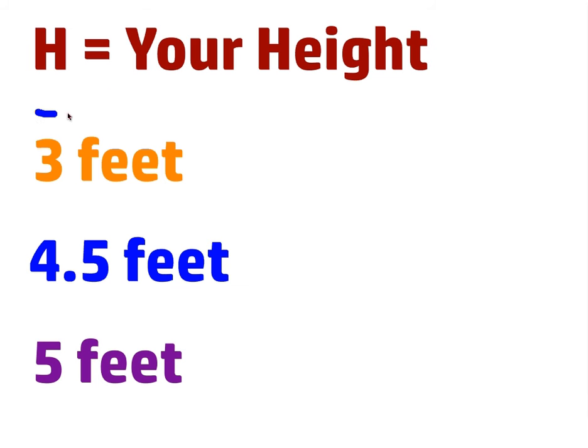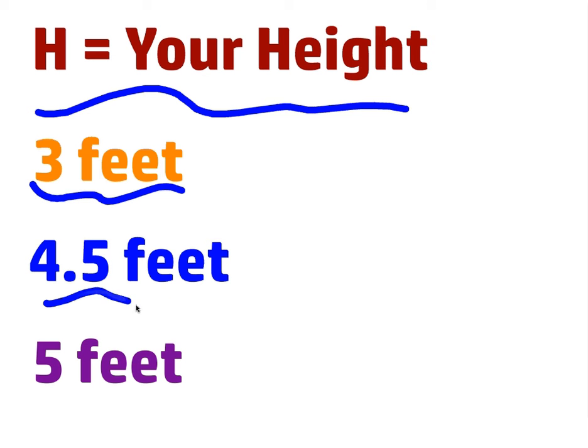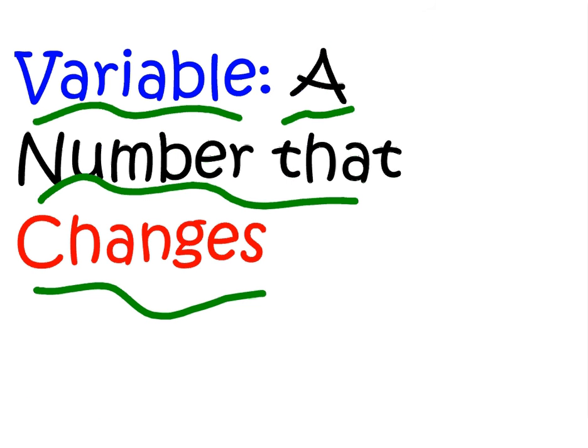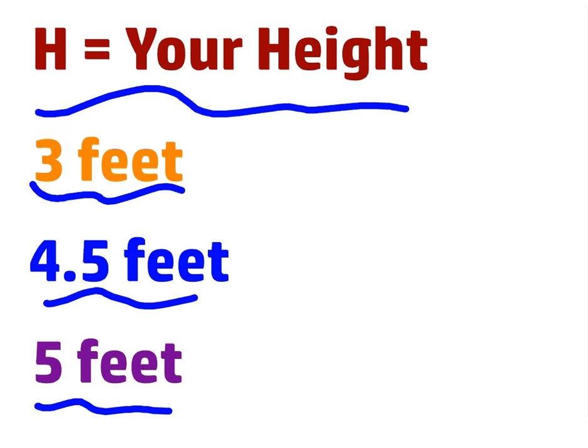How about your height? When you're born, you're certainly really short, right? And then let's say you grow to 3 feet and you keep growing, you get up to 4.5 feet, and then finally you reach 5 feet and maybe you keep growing, growing, growing. Again, that's an example of a variable, your height. That will be always changing.